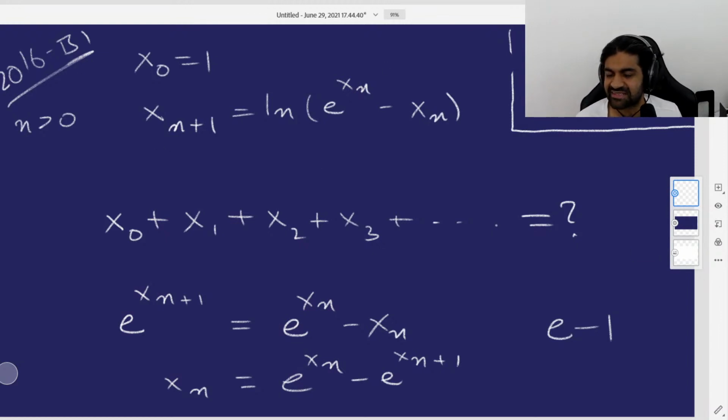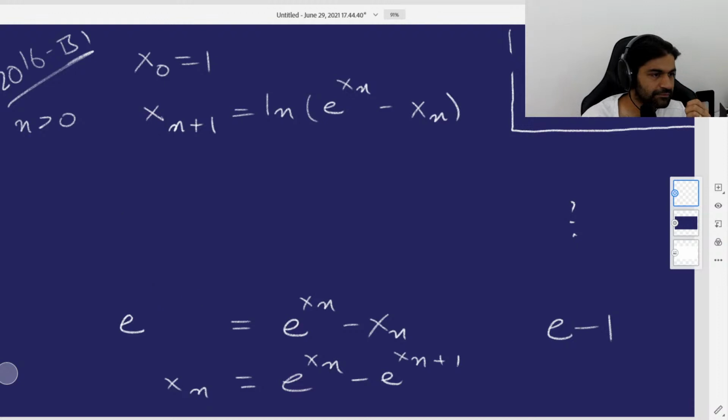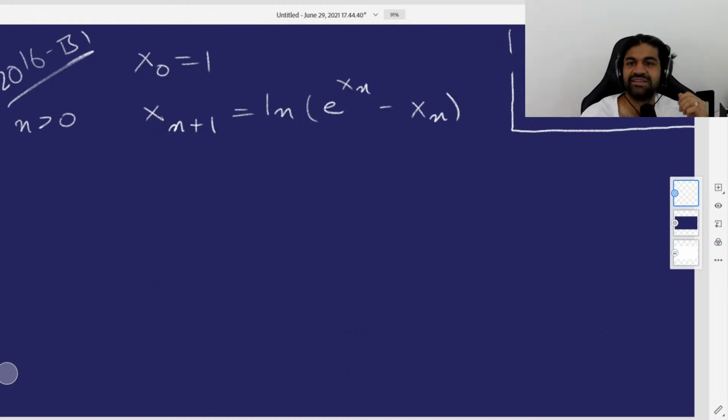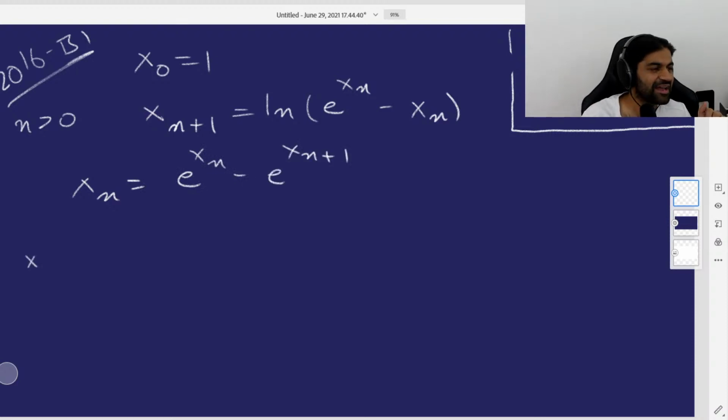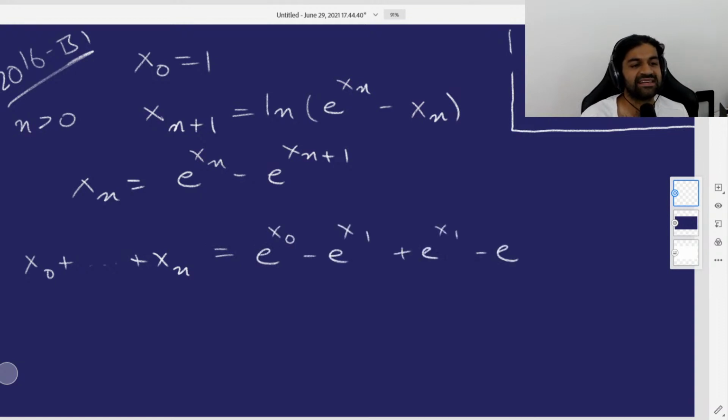If that doesn't make sense, let me say it like this, just in case people are not clear. What we managed to figure out is that x_n is equal to e to the x_n minus e to the x_{n+1}, right? And so if you add x0 all the way to x_n, you're going to get e to the x0 minus e to the x1, plus e to the x1 minus e to the x2, and so on, all the way to e to the x_n minus e to the x_{n+1}.